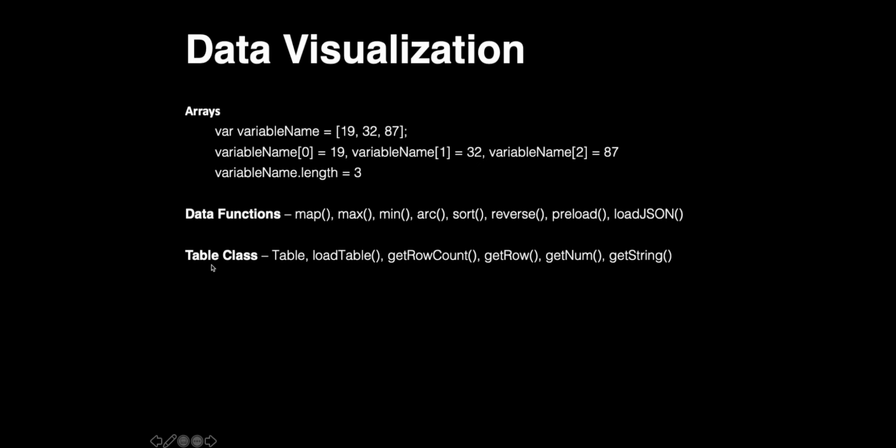We're also going to be using the table class to load in CSV files. With the table class, there is a loadTable function. There's a getRowCount function, there's a getRow, a getNum, and getString to get those values. And there's also a getColumnCount too that we're going to play around with.